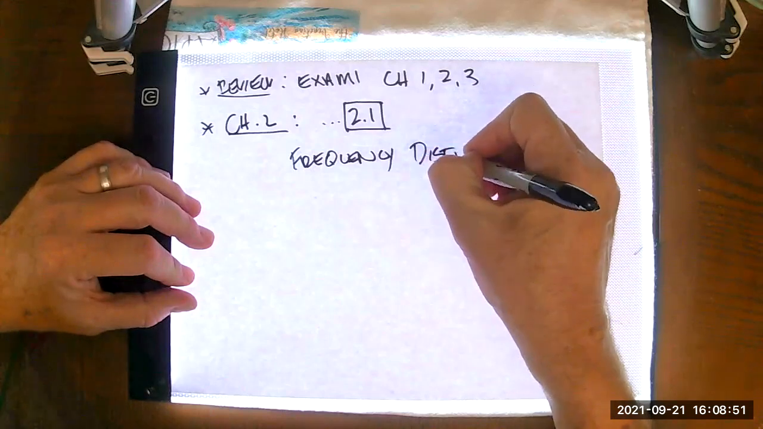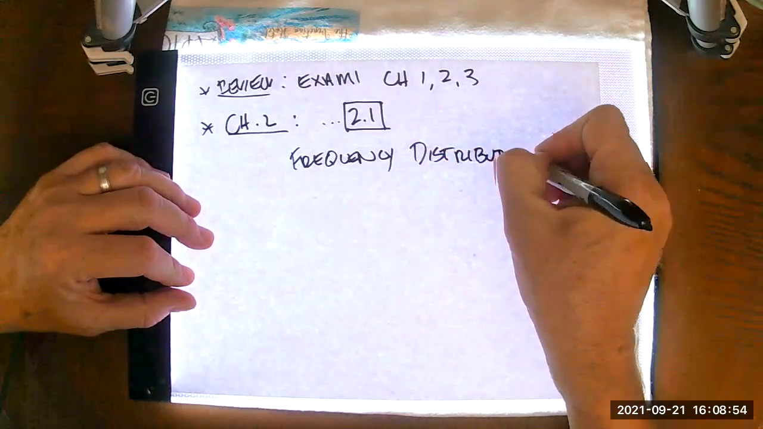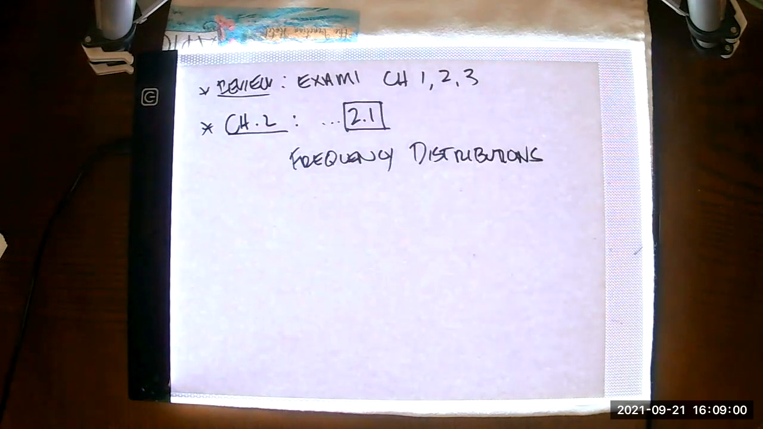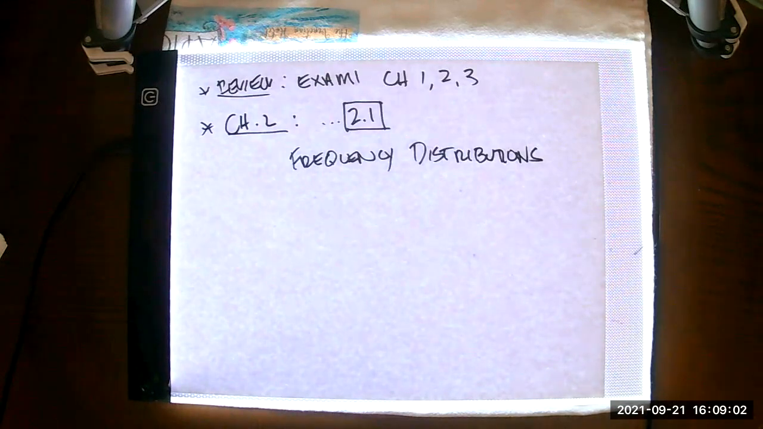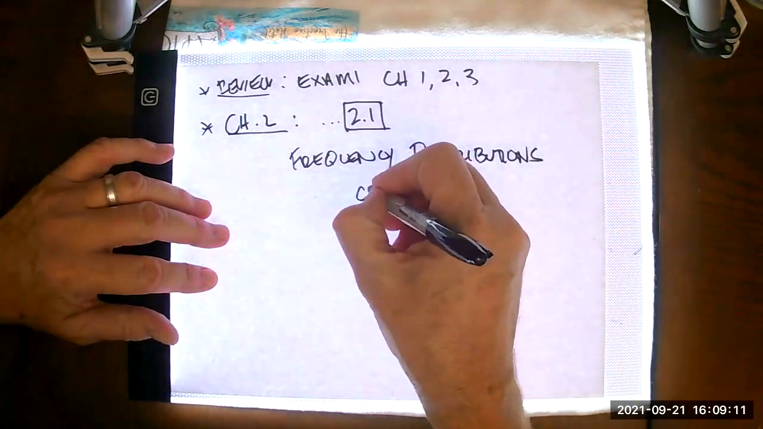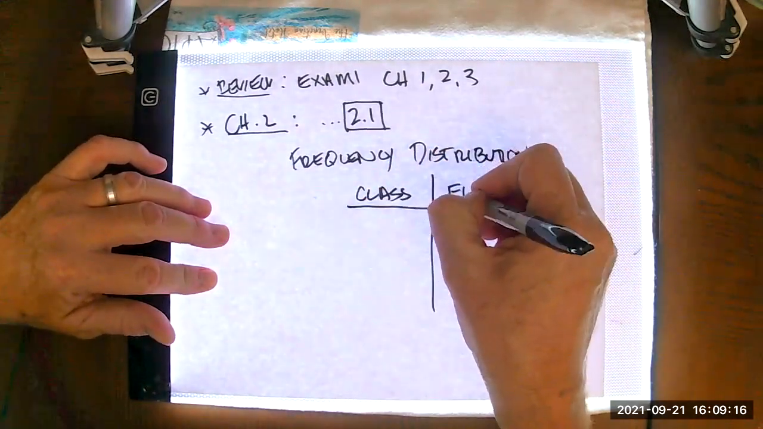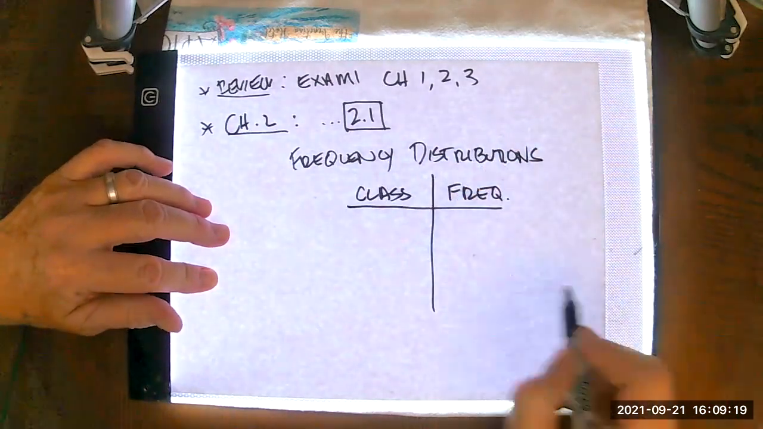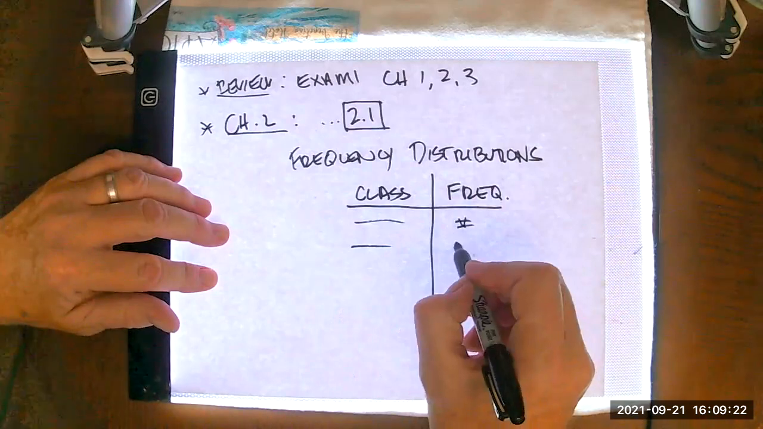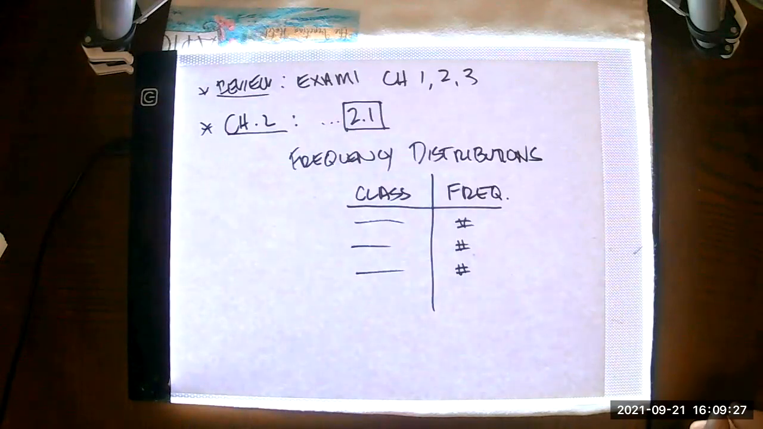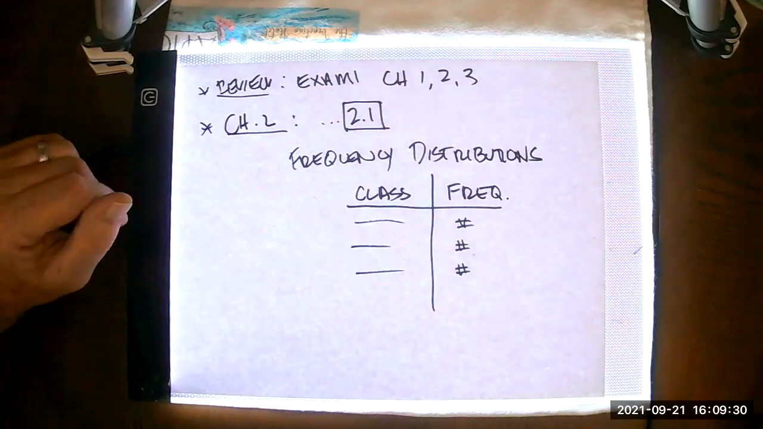frequency distributions. That was the first thing we encountered. They're going to be with us for the balance of the semester. They take a couple of different forms depending on the topic at hand. But basically, we've got our class or category on the left, our frequency or count on the right. So that's your basic frequency distribution.